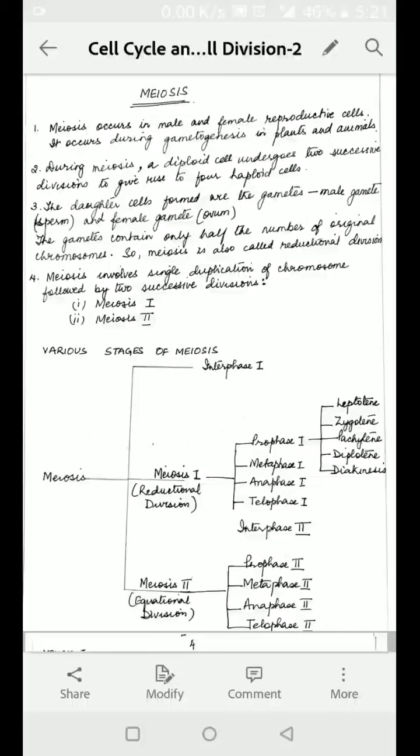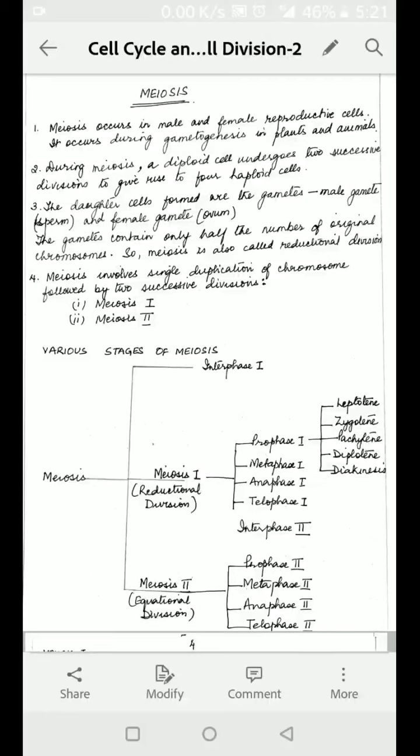Good morning, class. In our previous class, we had discussed mitosis and its stages in detail. Today, we will be talking about meiosis.